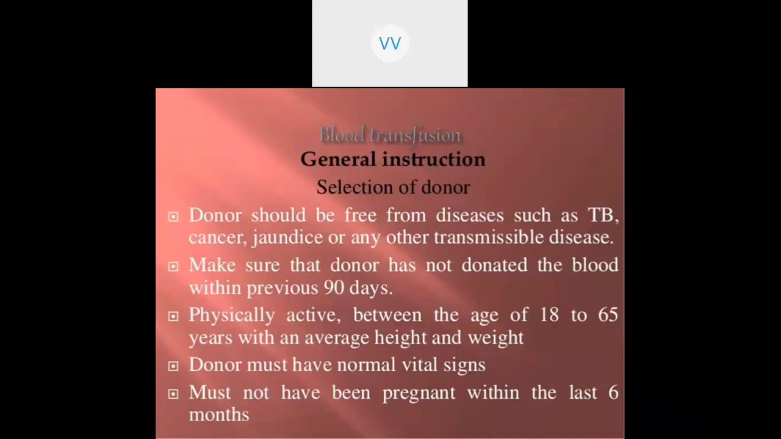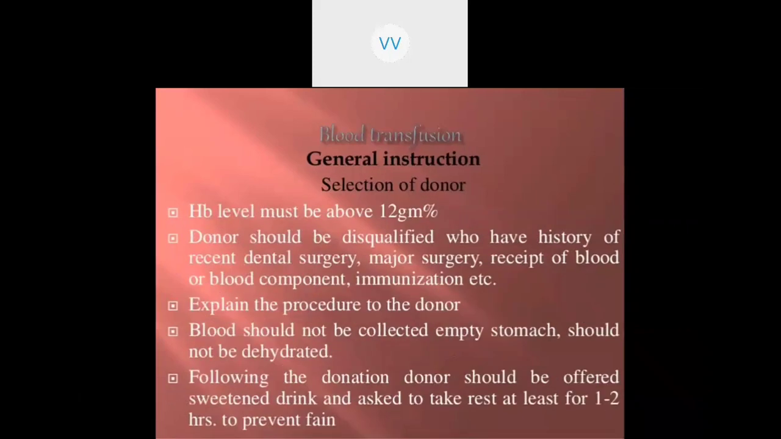Third point, he or she must be physically active, between the age of 18 to 65 years, with normal height and weight. The donor must have normal vital signs: normal temperature, BP, hemoglobin level, pulse, respiration, and must not have been pregnant within the last 6 months. These are the rules to keep in mind when selecting the donor. The HB level must be above 12 gram percent.